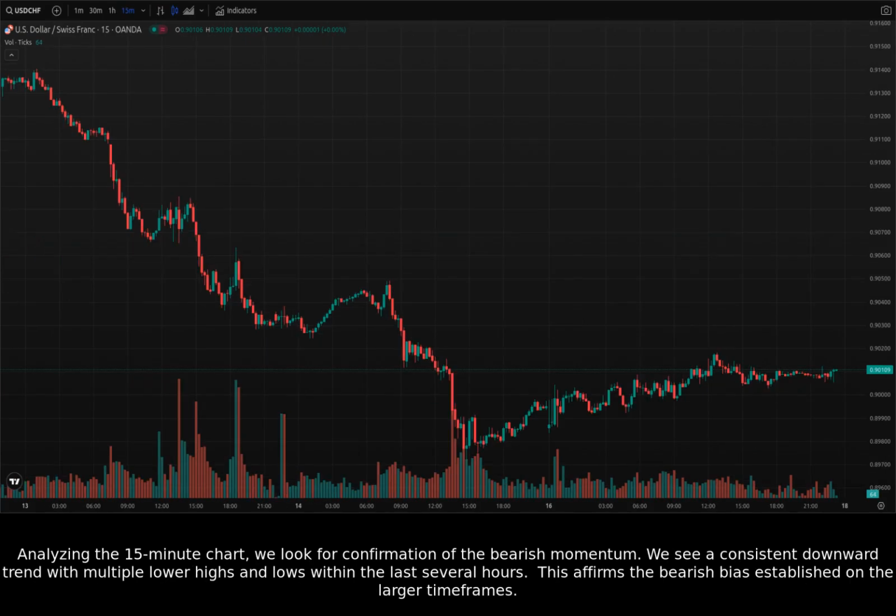Analyzing the 15-minute chart, we look for confirmation of the bearish momentum. We see a consistent downward trend with multiple lower highs and lows within the last several hours. This affirms the bearish bias established on the larger time frames.